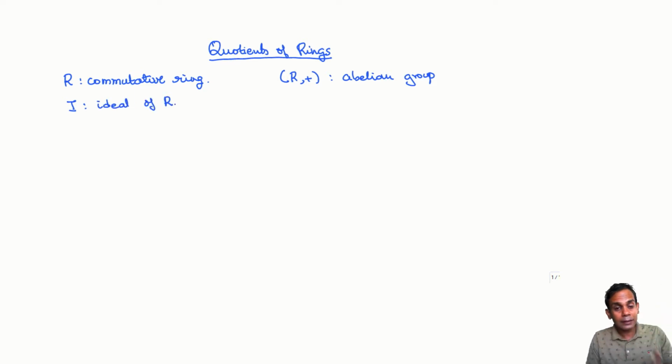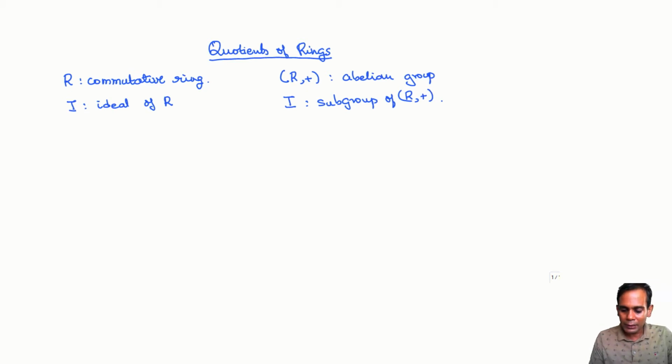So what's an ideal? It's a subset of R which is a subgroup of R plus, the abelian group R plus, but also it has a property that if you take an element of I and multiply it by any element of the ring, the product is again an element of I. But now the point is that I is a subgroup of R, and R plus is an abelian group, so I is obviously a normal subgroup. Every subgroup of an abelian group is normal. So the quotient ring is defined as follows.